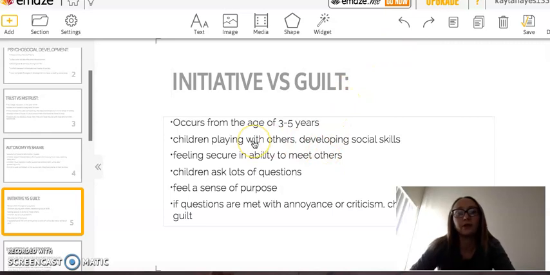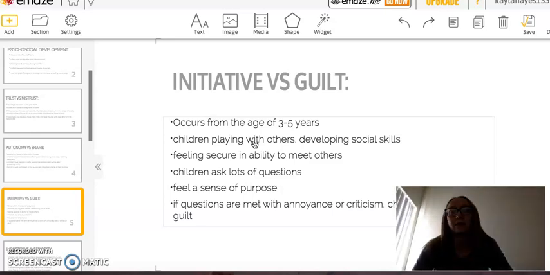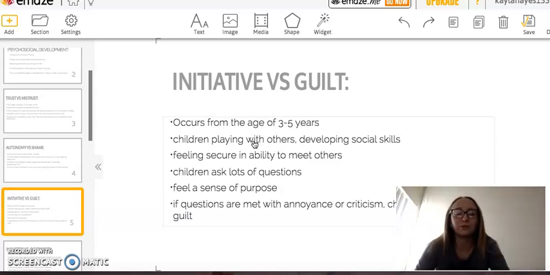At this age, children really begin to play with others and develop these social skills, and they feel secure in their ability to interact with others and meet other people, and they begin to ask a lot of questions, which we've all seen. Like children like to ask why a lot when they're young, and they kind of begin to develop a sense of purpose. But if these questions that they're asking constantly are met with any sort of annoyance or criticism from their parents or their teachers, children will start to feel a sense of guilt, like they're being annoying. So that is initiative versus guilt.